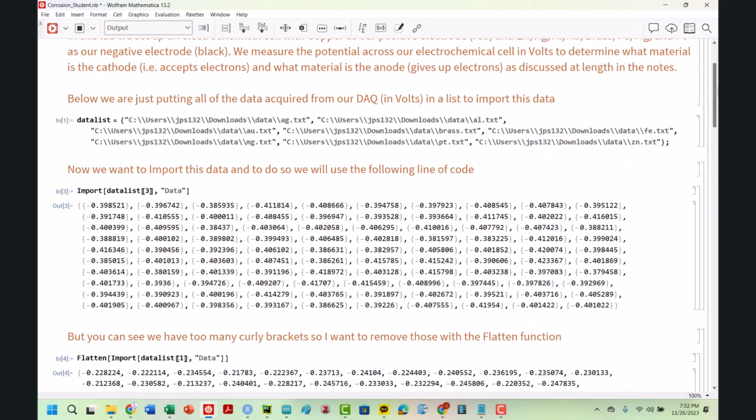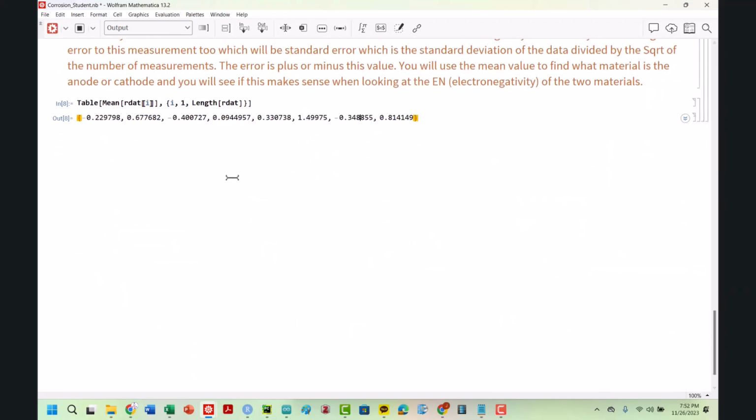Let's look at our data set. Yeah, that makes sense. So we see positive and negative voltages, so we're going to arrange that essentially to rank them in our table. So remember, if it's negative, that means that copper is corroding. If it's positive, then it's not.